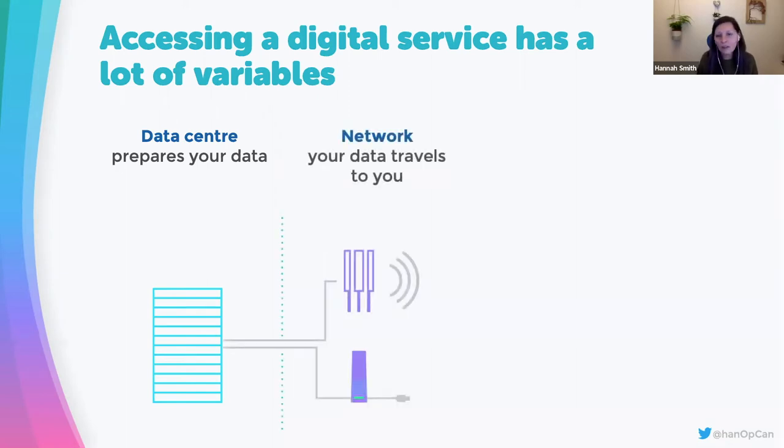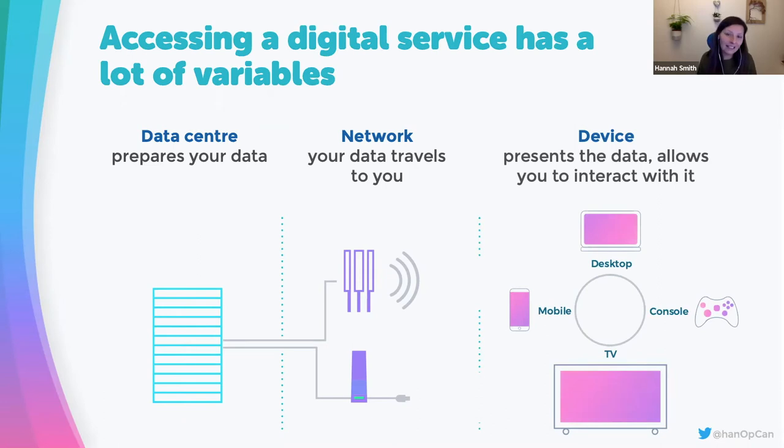You also have a lot of variables as to how the data actually travels to you. So when a data center receives a request for information, it sends it across the network to you. That data has to physically travel from the data center to your device.